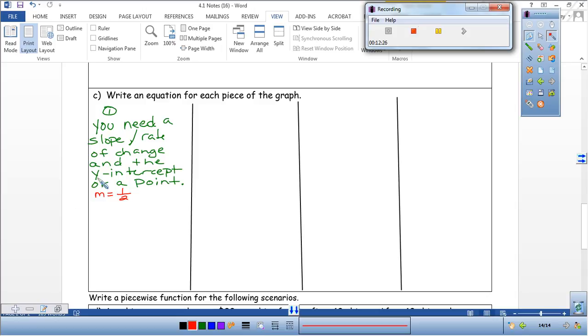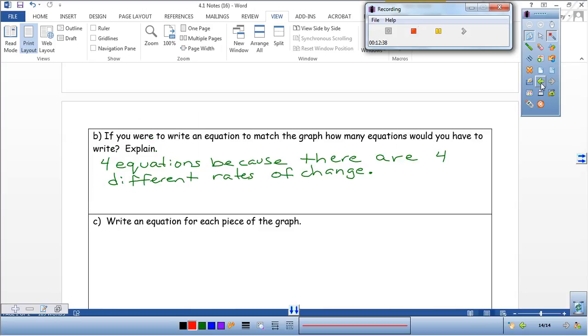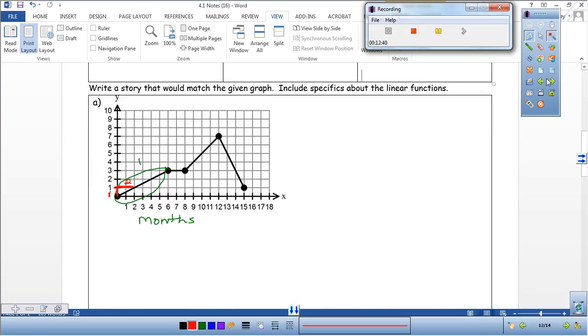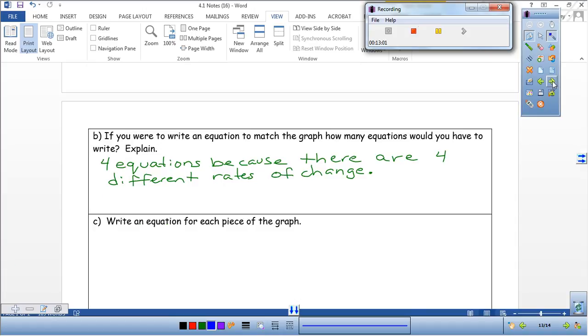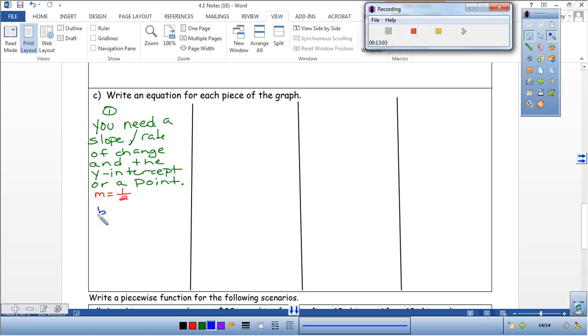Okay, then we're going to go back and see if we can find the y-intercept or a point. So let's go back. Can we see where it crosses the y-axis, this line right here? Yasmin, what do you think? Well, if it crosses the y-axis at 0, right here. Okay. The y-intercept is 0, the b value is 0.